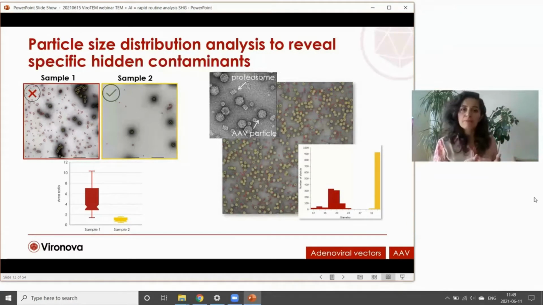That was quite a general measurement, but you can also reveal some specific hidden contaminants potentially. The image to the right is an image of AAVs, adeno-associated vectors, with proteosomes in the sample. This was difficult to decipher using other analytical methods, but with TEM, we were able to pick out these two separate populations of particles that existed in the sample. And again, here we are plotting it, and we can see very clearly what it is.